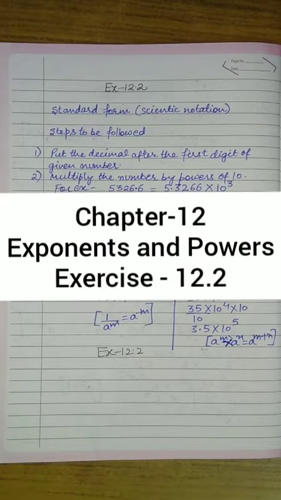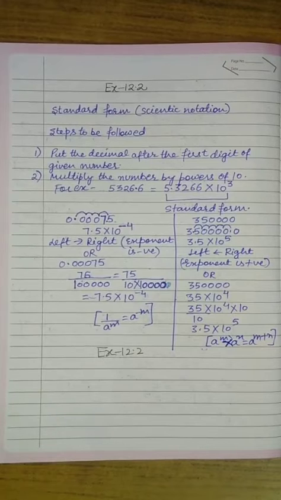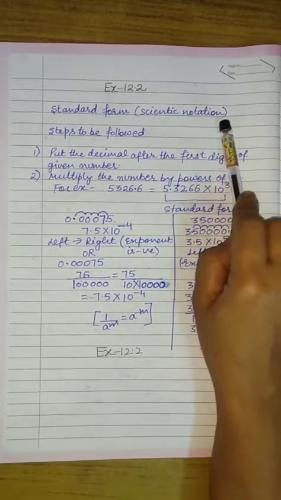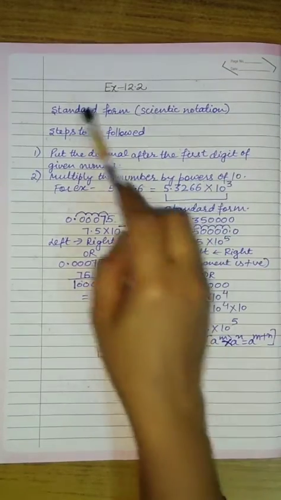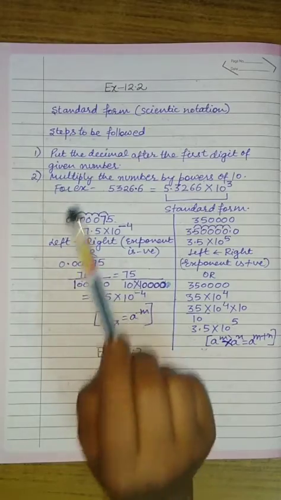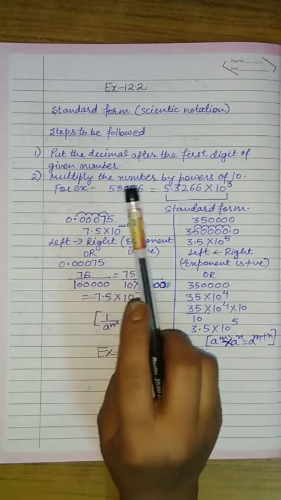Dear students, today I am going to start exercise 12.2. In this exercise, we have to convert the given numbers into standard form. Standard form is also known as scientific notation. To convert any small or big number into standard form, we have to follow two steps.